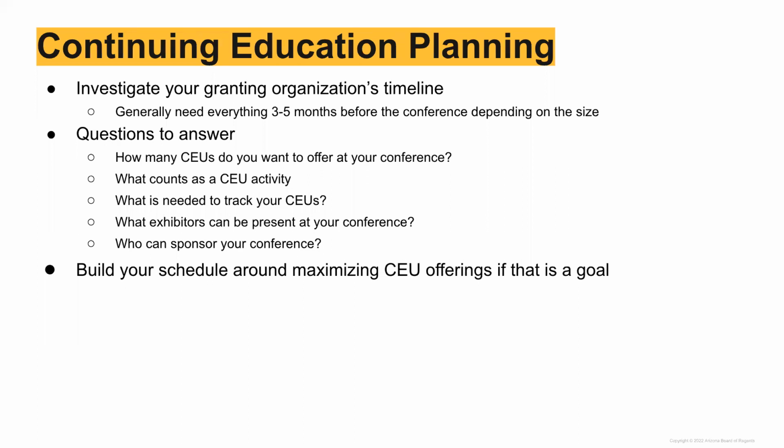Some questions that you want to ask and answer yourself is, how many CEUs do you want to offer at your conference? By also looking at the organization, what counts as a CEU activity? So for example, time walking in between meeting rooms generally doesn't count. Normally, food and beverage function does not count unless there is an activity associated with it. Same thing with exhibitor halls, that normally does not count.